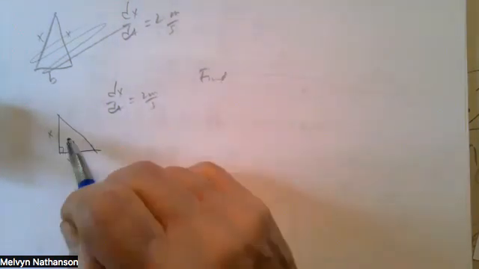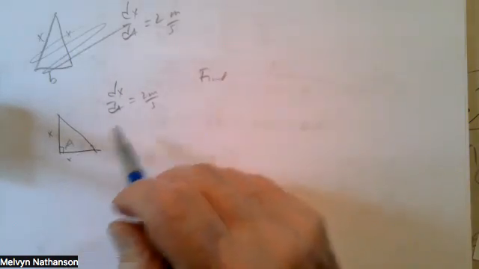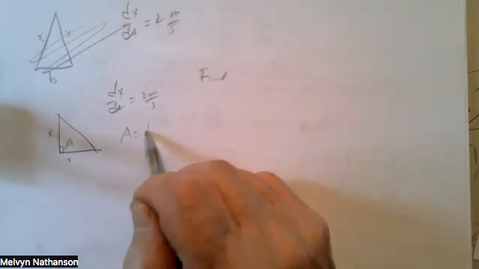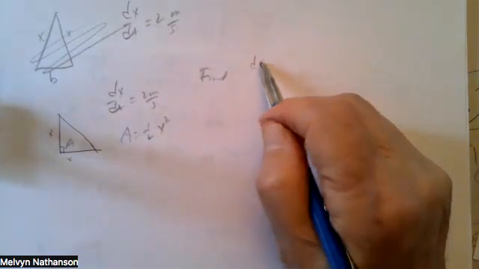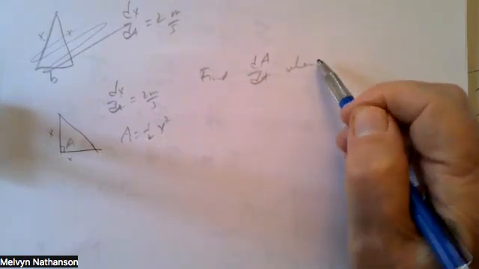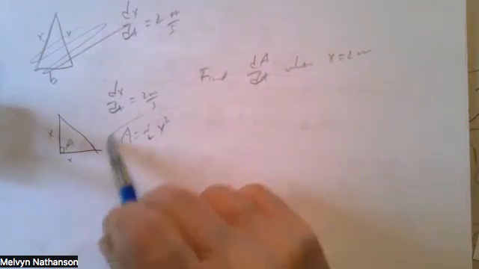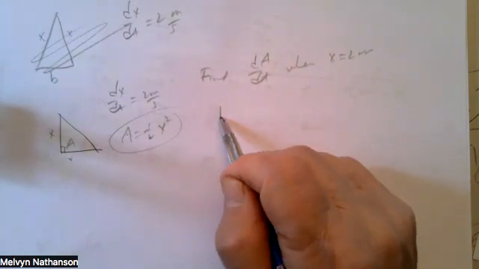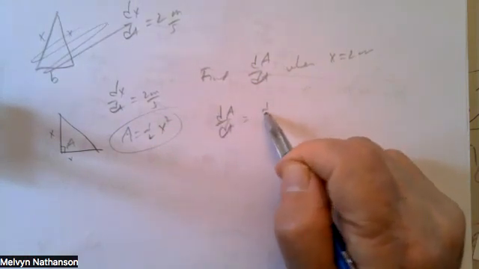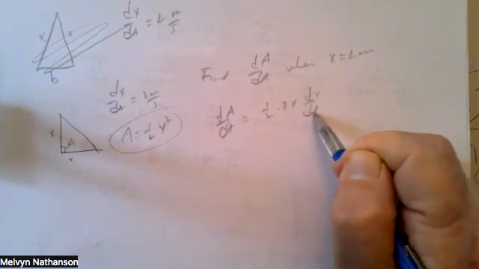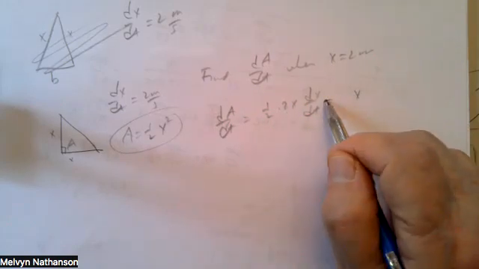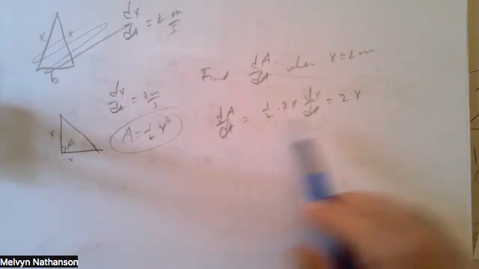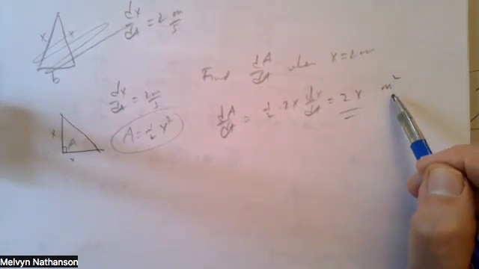We want to find the area of the triangle. What's the area of the triangle? Area of a triangle is a half the base times the height. So X times that, half X squared. And we want to find dA/dt when X is equal to 2 meters, when each leg is 2 meters long. So if we differentiate this with respect to t, we get dA/dt is 1/2 times 2x dx/dt. A half times 2 is 1. So that's just x, and dx/dt is 2. So dA/dt is simply 2x square meters per second.